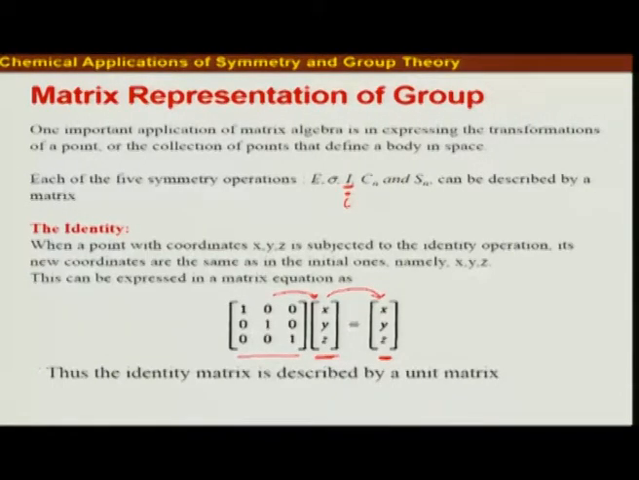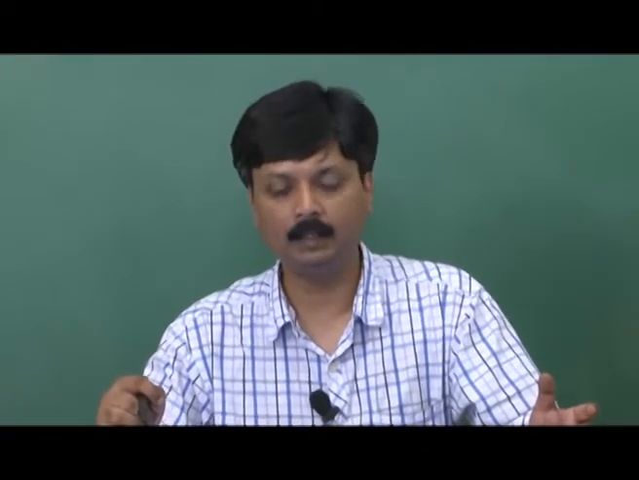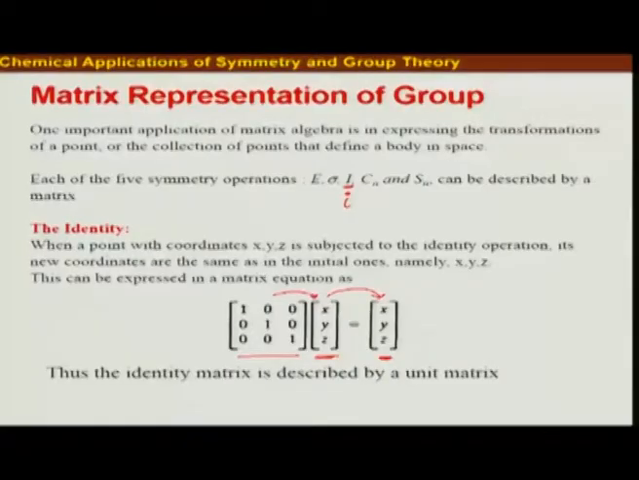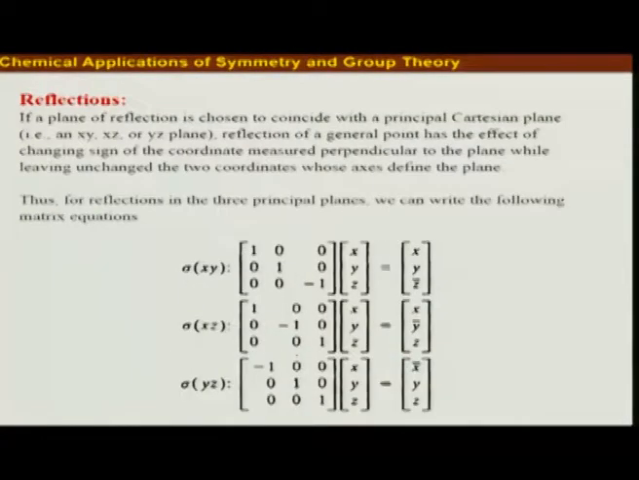So this was very easy, right? In order to represent an identity symmetry operation, which can be acted upon any general point whose coordinates are x, y and z, that particular matrix will be a unit matrix, or the identity matrix. So very easily we can get the matrix representation for this identity operation.